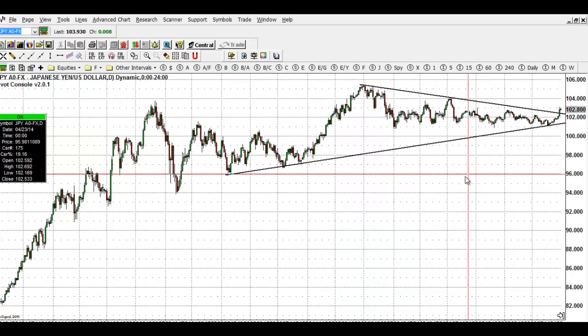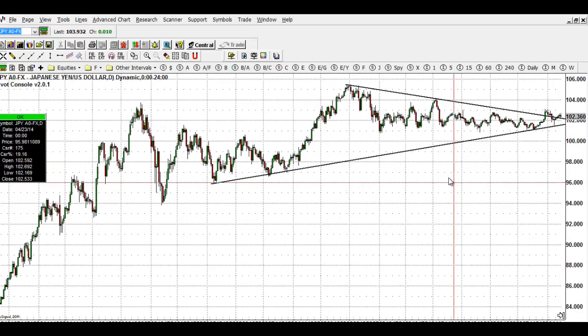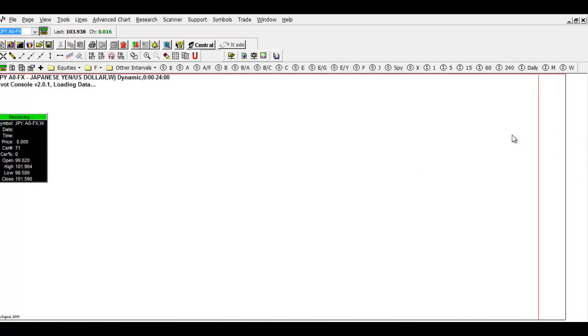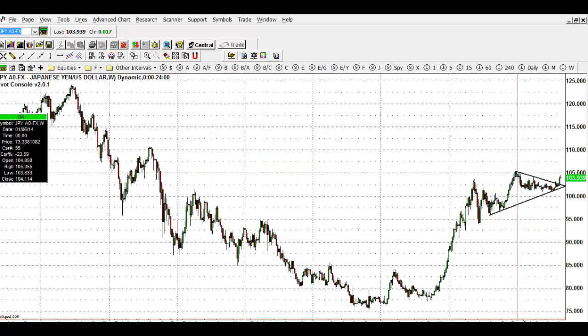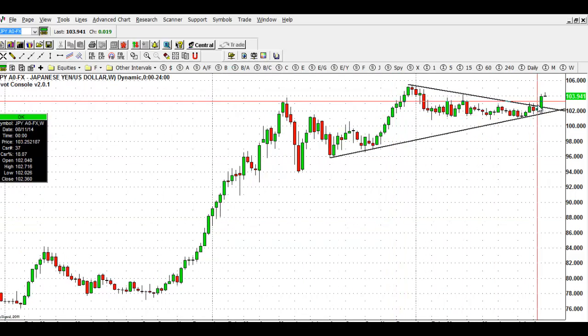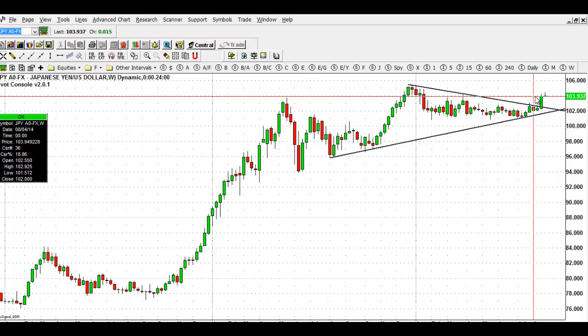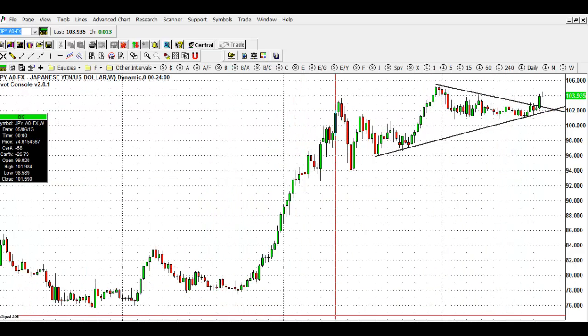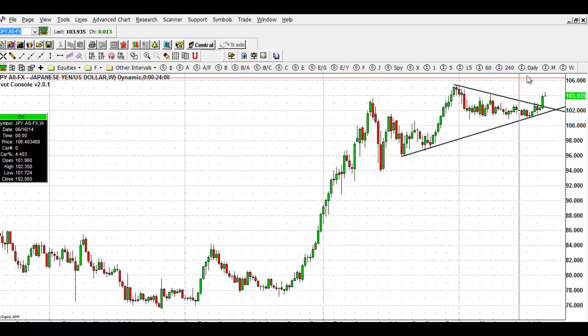And then what happened last week was the market broke out significantly out of the triangle, and it's even more apparent on the weekly time frame. You can see that the market broke above the triangle significantly last week and closed at a new high. So we could see further gains in the US dollar, Japanese yen in the days to come.